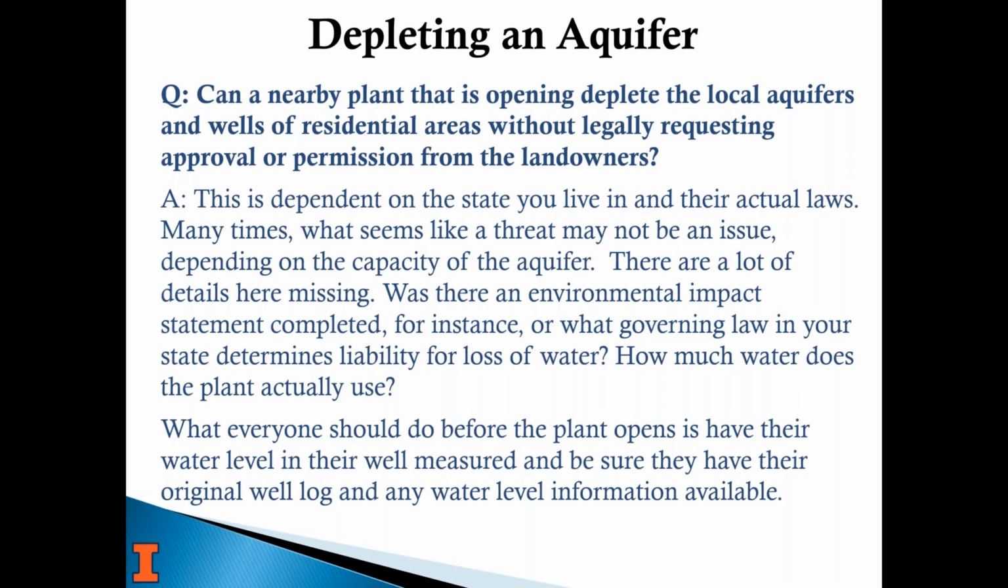I mentioned the Mahomet aquifer near Champaign, where I live. That aquifer goes almost across half the state, and it can sustain tens of millions of gallons of pumpage from a plant, which I can't think of a plant that would ever use that much water. Even an ethanol plant's using 1 to 2 million gallons a day. But there's a lot of details here missing, right?